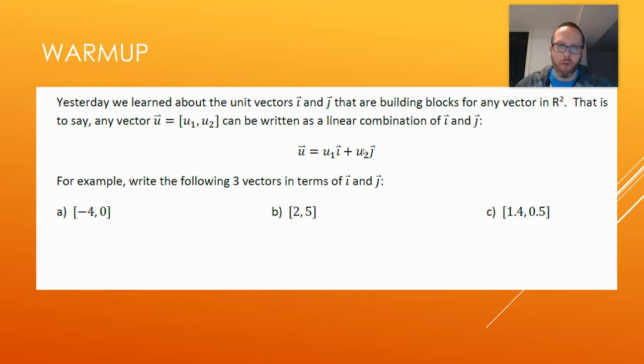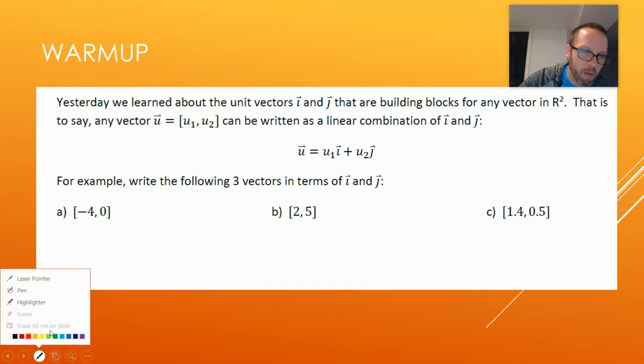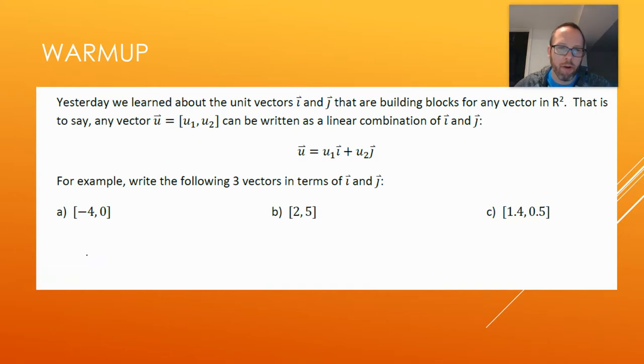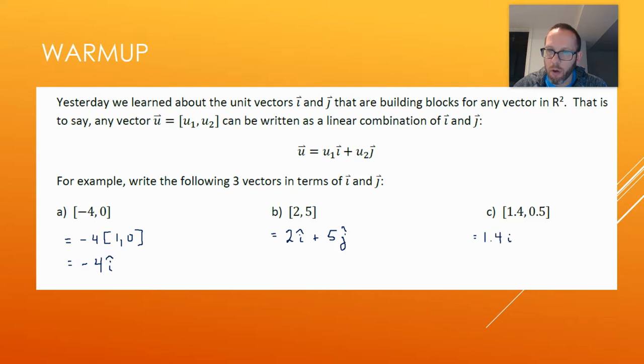So if you want to do these as a bit of a warm-up, you can, or if you just want to follow along with me, you can too. But the vector (-4, 0), I'll show an extra step here. You don't have to show this if you don't want. That's -4 times the vector (1, 0). That's -4 times the unit vector i hat. Of course, you could go directly to writing these. 2 i hat plus 5 j hat. You can have decimals too, no problem. 1.4 i hat plus 0.5 times j hat.